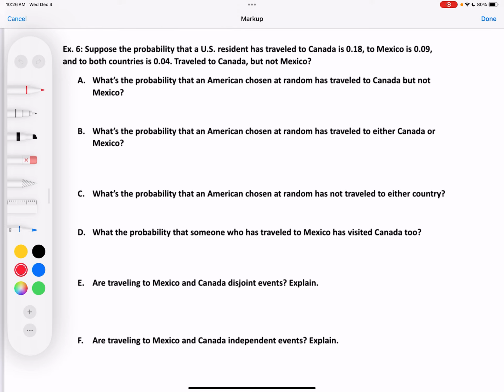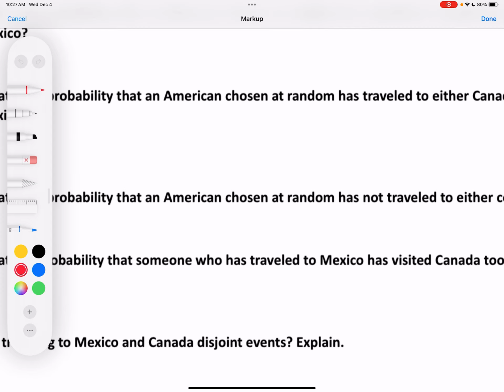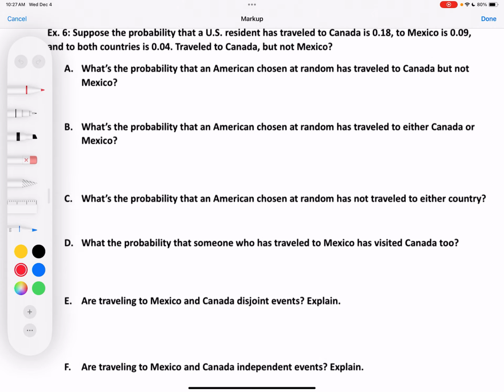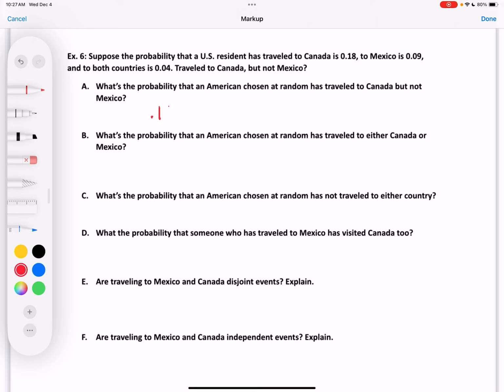So, we know that out of the 18, 4 went to both. So what would we need to do? 0.18 minus 0.04 is 0.14.